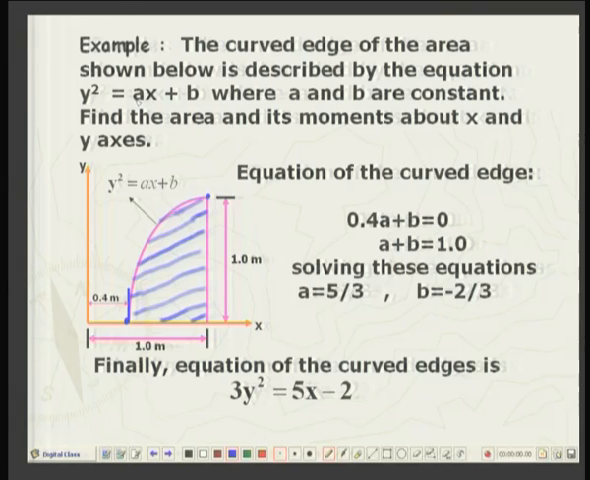So, if I substitute x is equal to 1 and y is equal to 1, I will get a plus b is equal to 1. So, these are two simple equations from which I can obtain two unknowns. They are found to be a is equal to 5 by 3, b is equal to minus 2 by 3. So, substituting back the values of a and b into the equation, we will get 3y square is equal to 5x minus 2. So, this is the equation of this curvilinear edge.